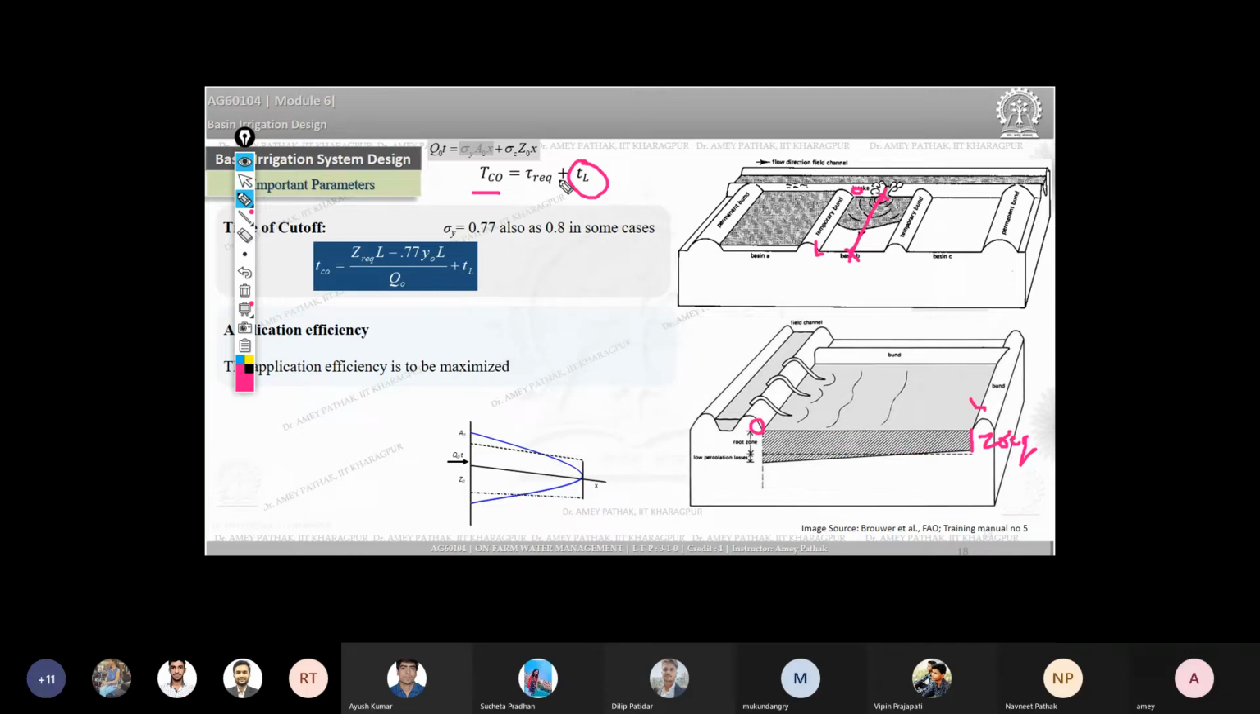So that is your tau requirement, the time that is required for the entire field to get at least this Z requirement. So the time of cutoff should be planned in such a way. Or in a simple way, we can say: when should we cut off the irrigation? We should only stop the irrigation when we ensure that for the entire length of the field water has reached. That is your time of advance, and for this entire field we have achieved this much depth Z requirement. That is achieved at this tau requirement. So time of cutoff is equal to TL plus tau requirement.